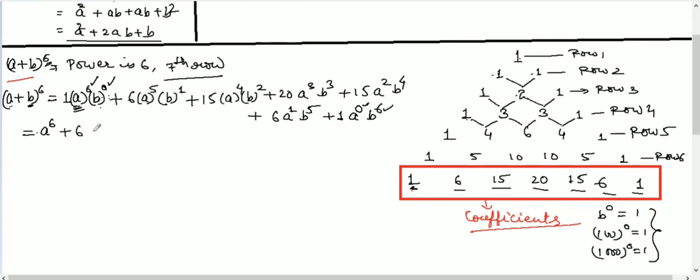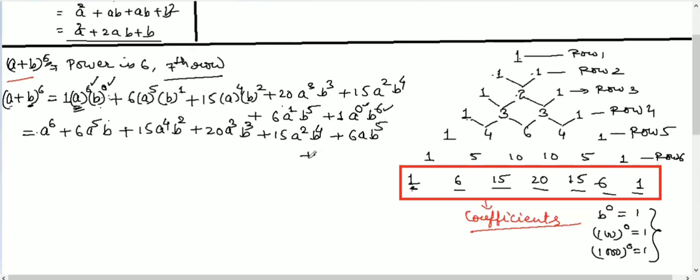So here the next term is 6, a to the power 5, b to the power 1. You can write it as only b, power 1 here, plus 15, a to the power 4, b to the power 2, plus next is 20, a to the power 3, b to the power 3. Next is 15, a to the power 2, b to the power 4. Next is 6, a to the power 1, b to the power 5. And the last term is 1, no need to write, a to the power 0, and b to the power 6. So in just 2 steps, we expanded a plus b to the power 6.